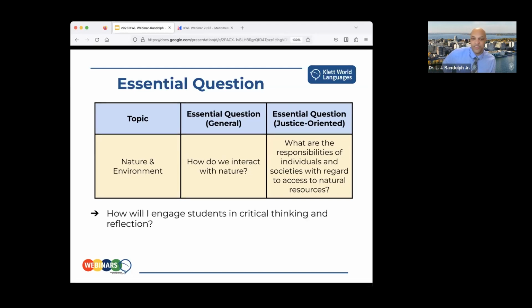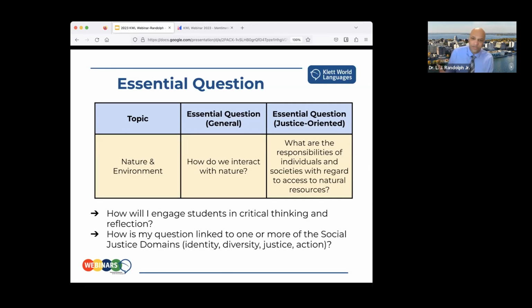Two quick things that you can do to test if you're incorporating justice into a topic that you want to discuss or engage with your students. Think about in what ways students will be engaging in critical thinking and reflection. And this is just one way to do it. Think about how this question or this topic relates back to one of the social justice domains. Am I able to explicitly link it to identity, diversity, justice, action?